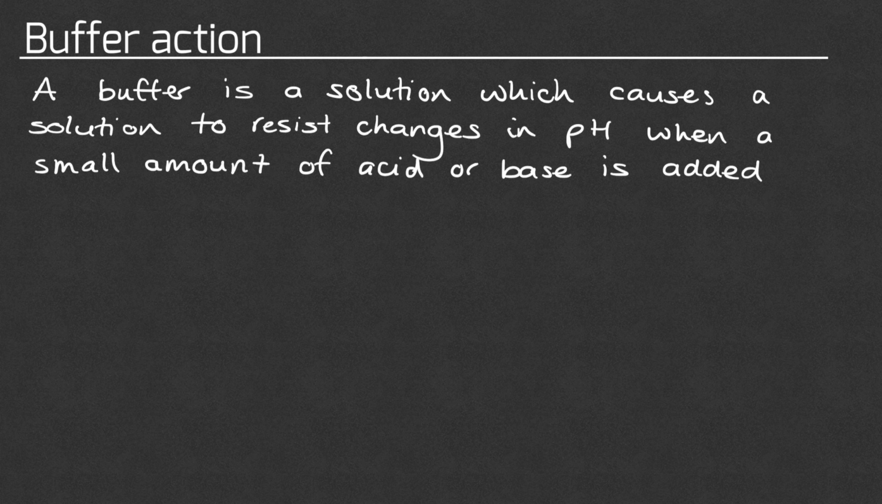Now, we find buffers in things like hair shampoo. Alkaline conditions make hair feel rough, so by using the buffer to keep the hair at a slightly acidic pH, hair feels smoother. We also find buffers in the body. So the body has natural buffers inside of it, so where enzymes have an optimum pH range, they stay within that range. The body's pH is regulated through the use of buffers.